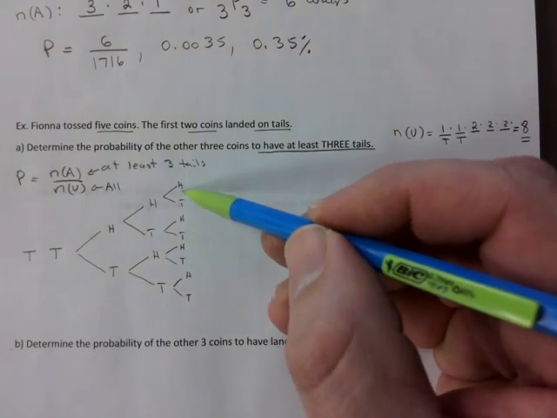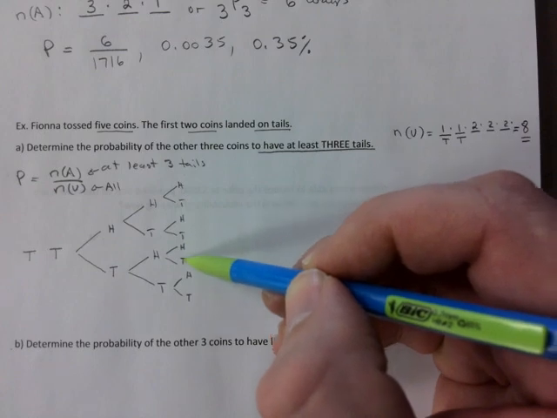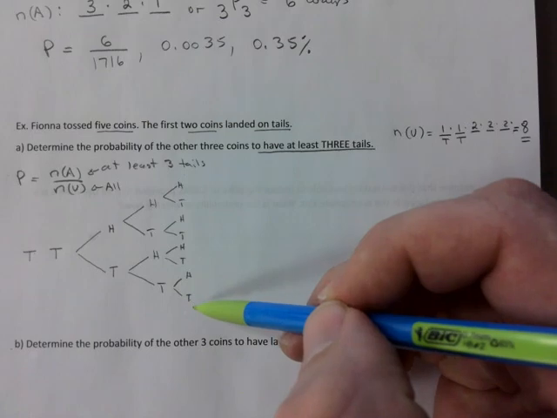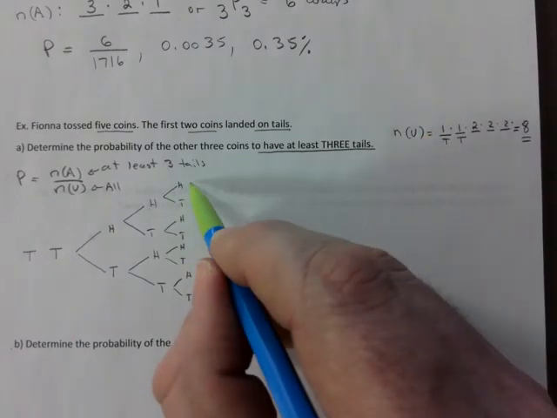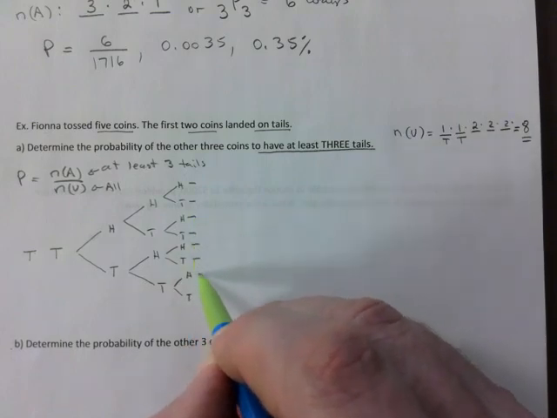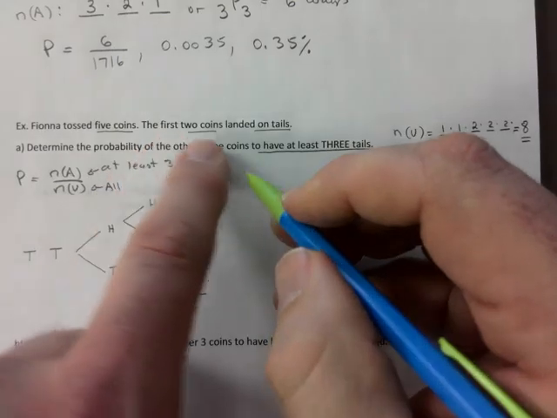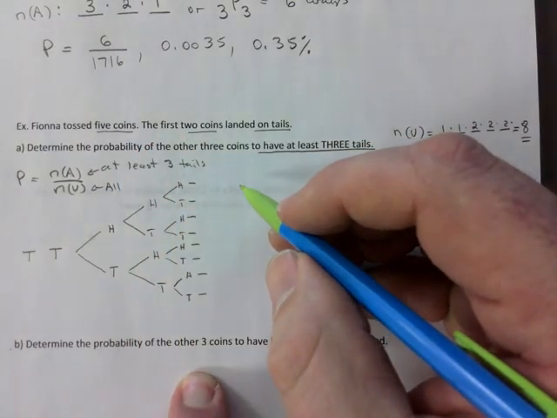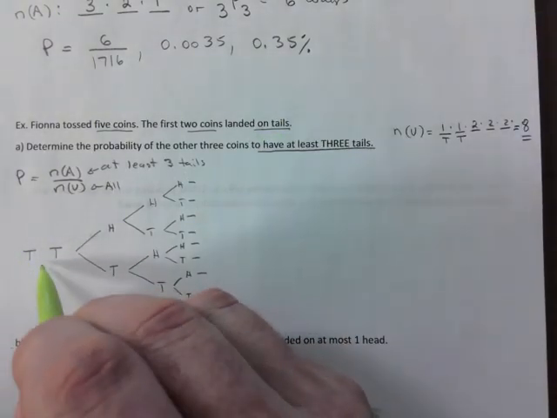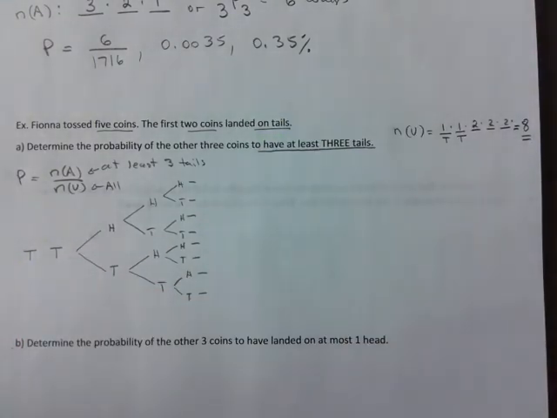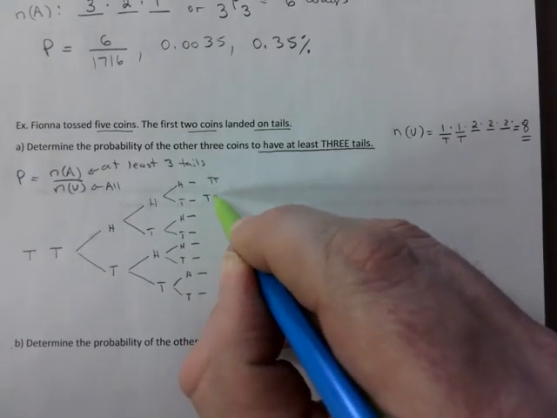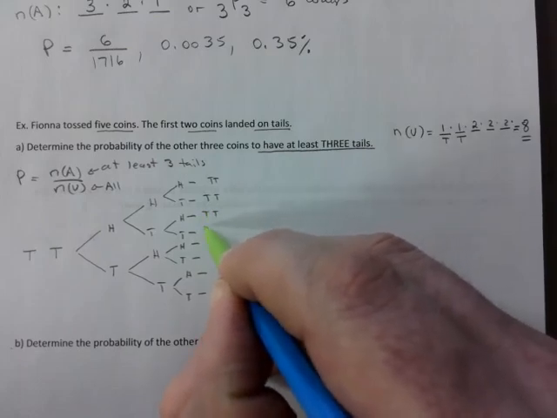You should be able to count 8. 1, 2, 3, 4, 5, 6, 7, 8. So there are 8 possible outcomes here. Let's list them all. For all of these outcomes, listen carefully to this part: the first 2 coins are tails. That's fixed, that's written in stone. You cannot change that. So let's go TT, tails, tails, tails, tails.